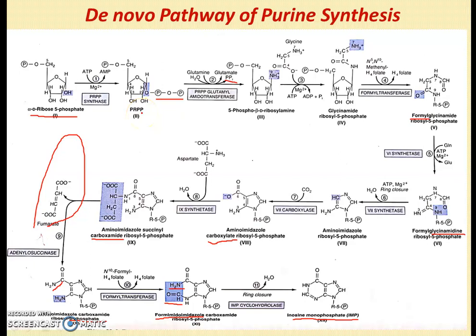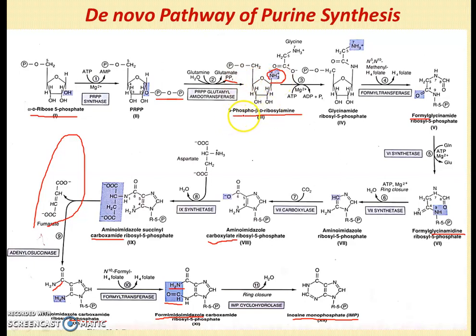From the PRPP, now we are starting the first step. PRPP is converted into 5-phospho-beta-D-ribosylamine. Here only the amino group is added. That amino group is donated by glutamine. The amino group donor glutamine is converted into glutamate. Here the 2 phosphates are released in the form of pyrophosphate. This pyrophosphate drives the molecule to be converted from alpha to beta by utilizing the energy.